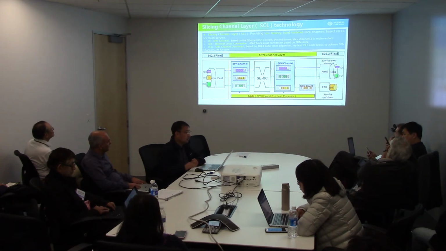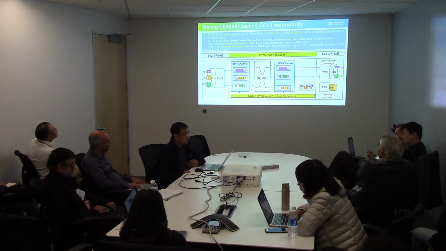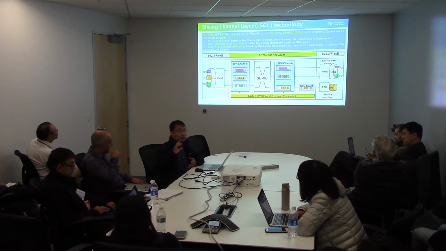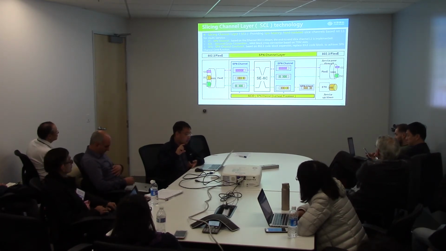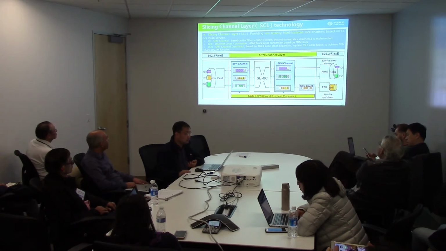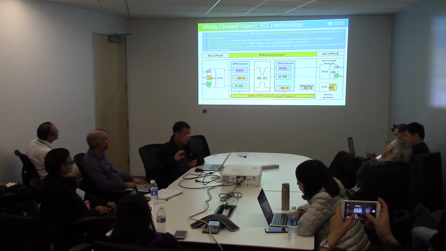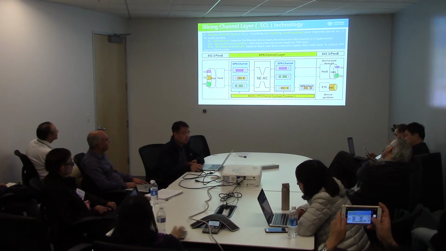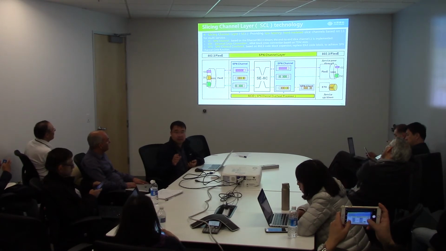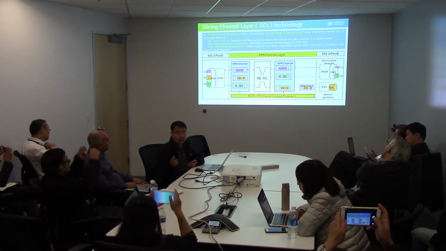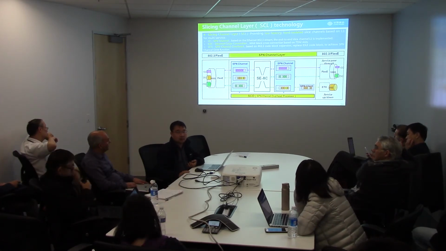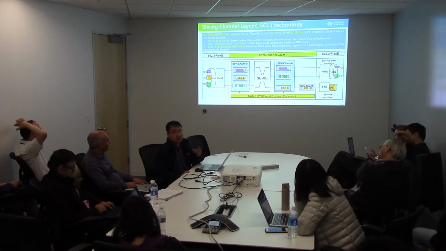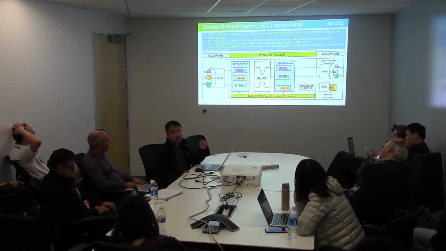And for the slicing channel layer, we will keep the Ethernet stack, especially on the packet layer and the physical layer. And we only touch the PCS layer. In the PCS layer, we will bring in 66-bit block-based slot switching. And for the interface, we will support Flex Ethernet.